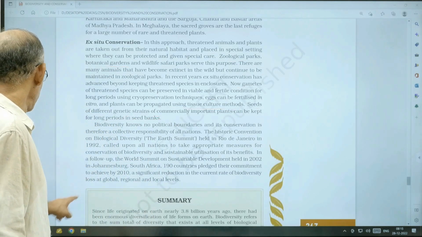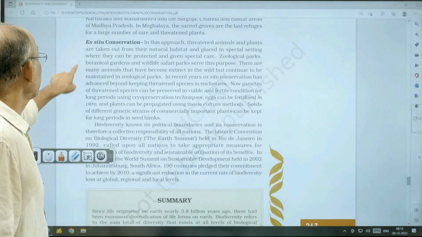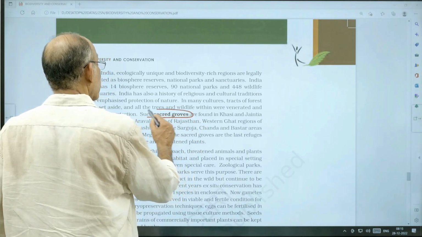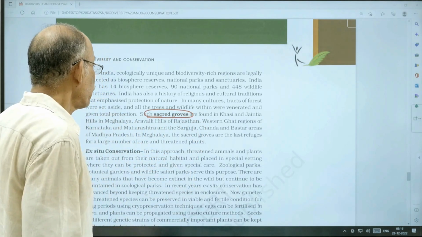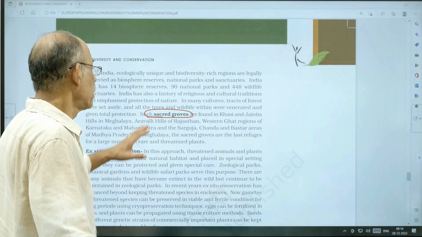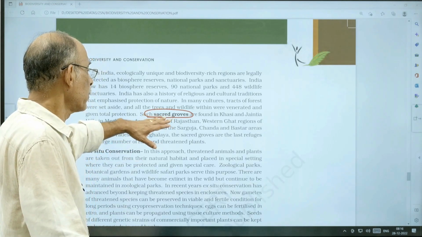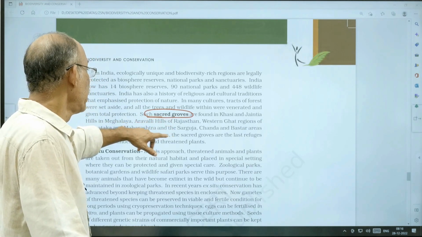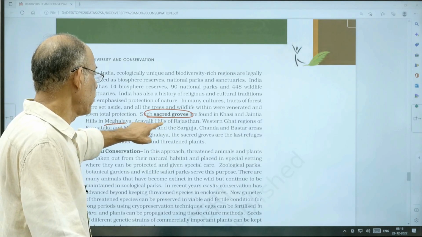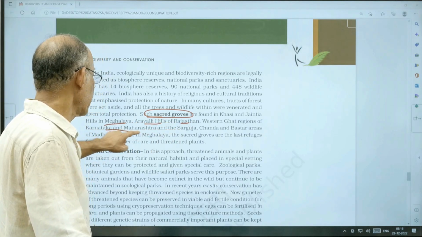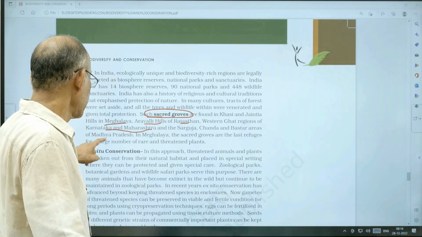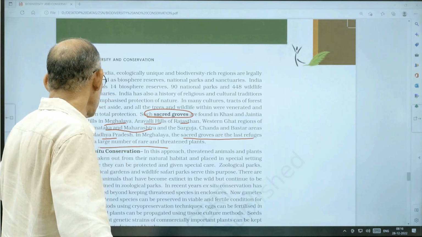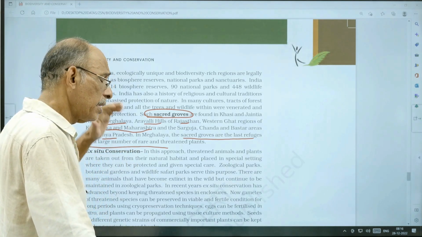Another point is sacred groves. They are untainted, undisturbed forest areas known as sacred groves. These sacred groves are seen in human habitation regions, but they are undisturbed. Many sacred groves are in the Himalayas, Aravalli Hills and Rajasthan, Western Karnataka and Maharashtra, and Chanda and Bastar areas. And in Meghalaya, sacred groves are the last refuge of a large number of plants and animals.